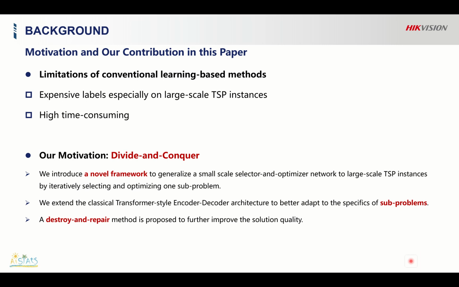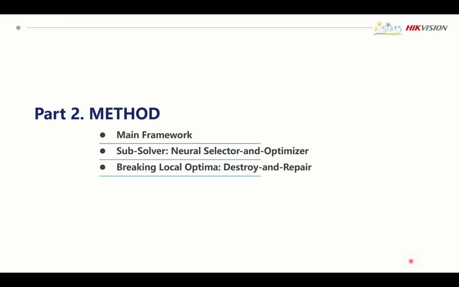Our contributions in this paper can be summarized as follows. We introduce a novel framework called Select and Optimize to apply a small-scale solver to large-scale problems. In the sub-problem solver, we adopt the transformer-style encoder-decoder architecture to get better sub-solutions. Also, to avoid local optima, we introduce an operator called destroy and repair to improve the global solution quality. In the following part, we are going to introduce our method in detail.